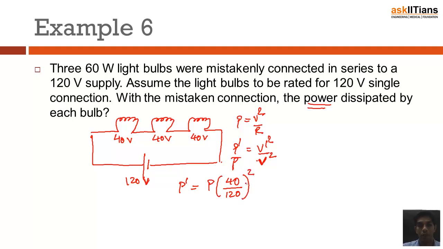As we know P is equal to 60, we will put 60 over here. So it's 60 times 1 by 3 square, which comes out to be 6.67 watt. So this is my final answer.